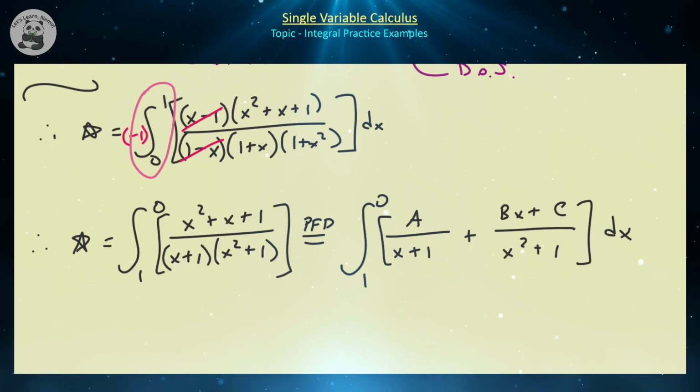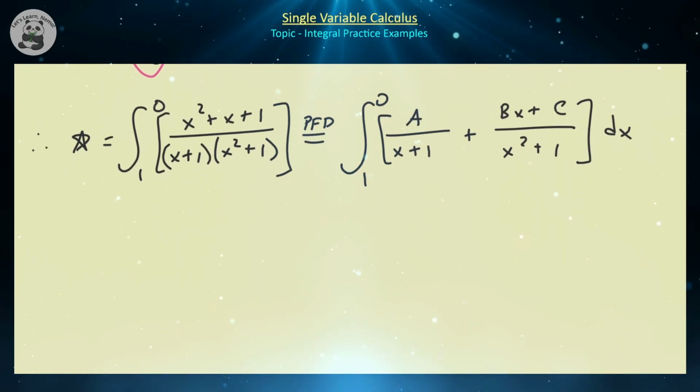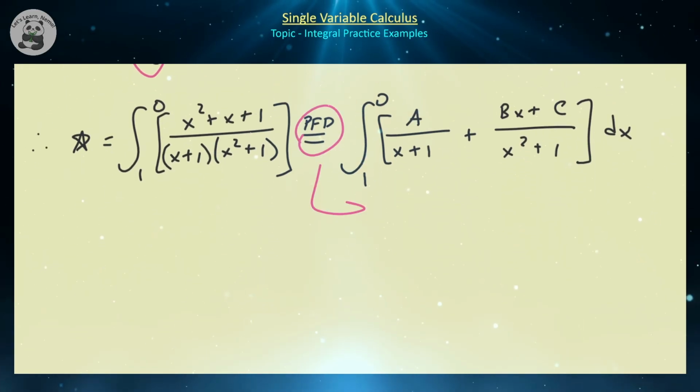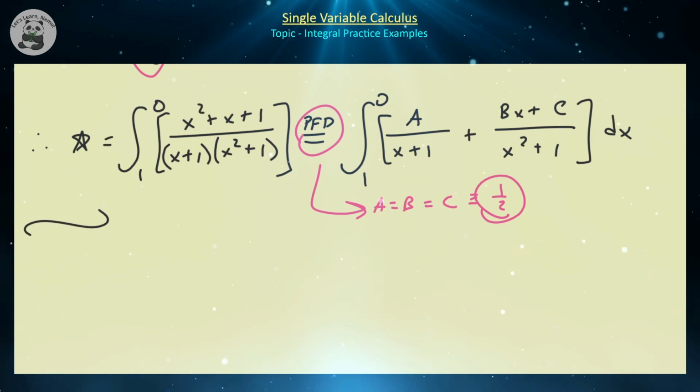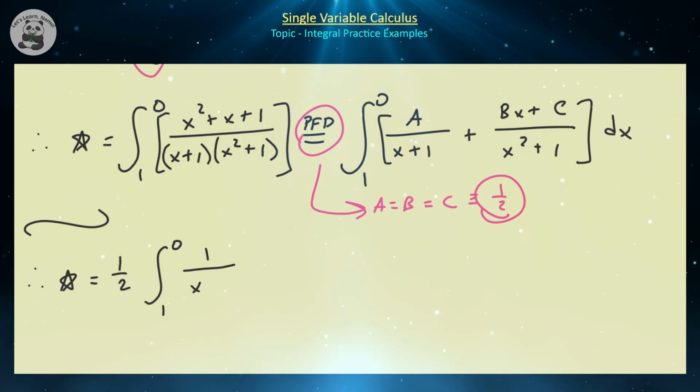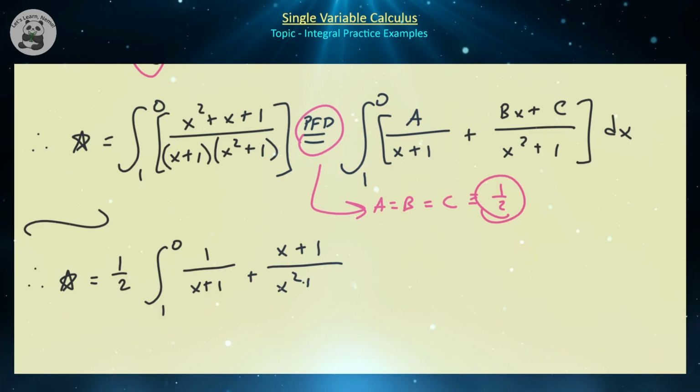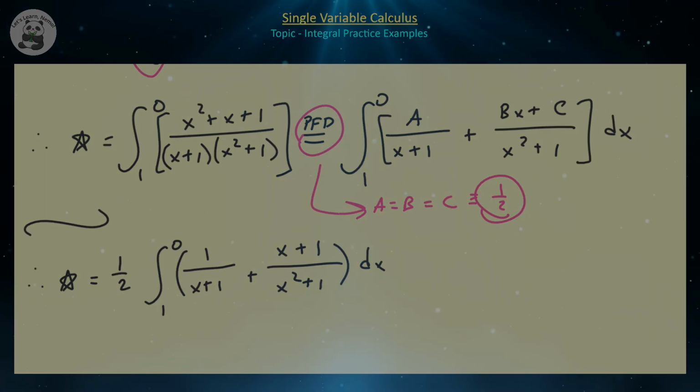Right? So one can find through this partial fraction decomposition that a, b, and c are actually all equal to 1/2, which is very, very nice. So that means our integral is just going to be equal to 1/2 times the integral from 1 to 0 of 1 all over x plus 1 plus x plus 1 all over x squared plus 1 dx.